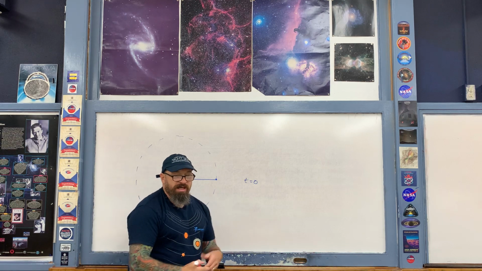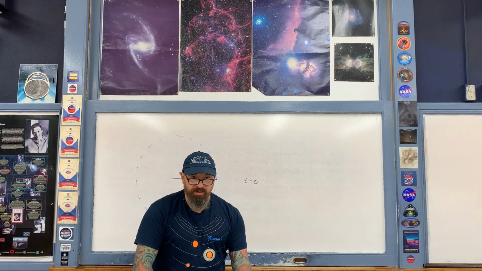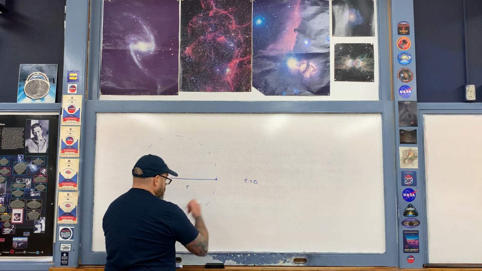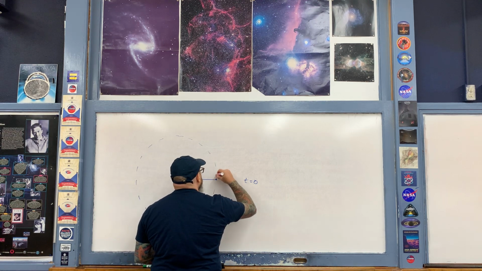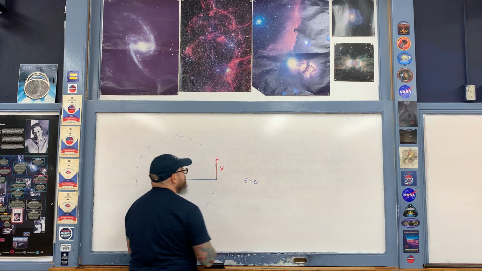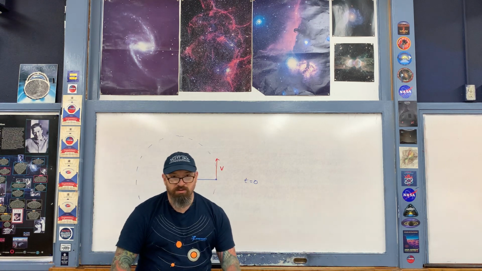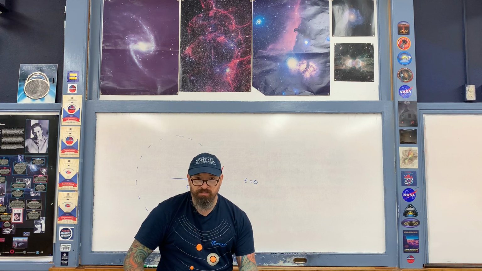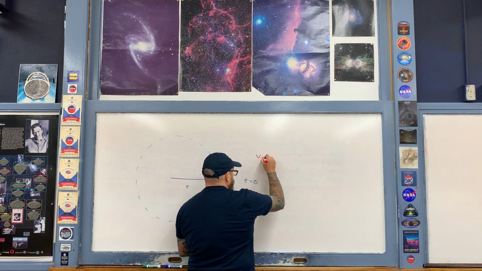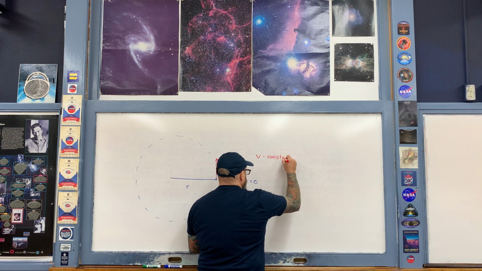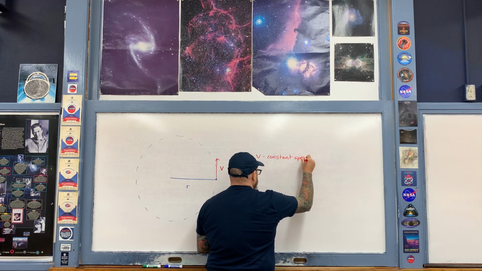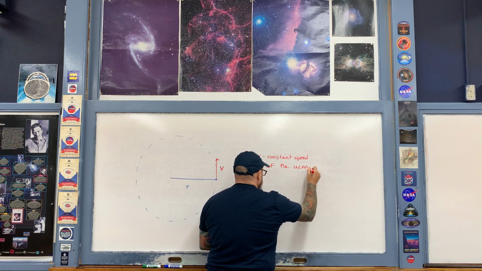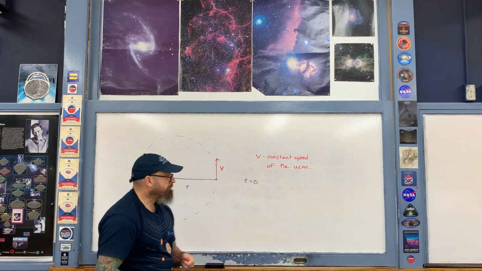So tangential to the circle, perpendicular to the radius, we would have the initial velocity vector. Right there is the initial velocity vector, and it has a magnitude v. The magnitude v is the constant speed of the uniform circular motion.